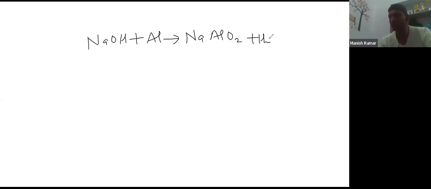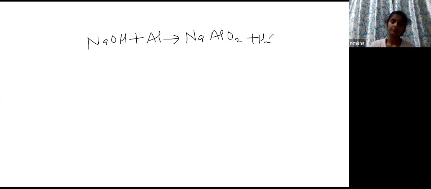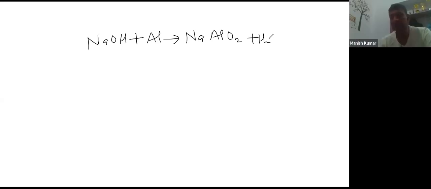So difference in chemical properties of metals and non-metals. Metals form basic oxides, non-metals form acidic oxides. Metals react with water to produce hydrogen gas. Non-metals do not react with water or steam. Metals react with dilute acids to produce hydrogen. Non-metals do not react with dilute acids. So these 3 points you can write, or I will have to write on the board.